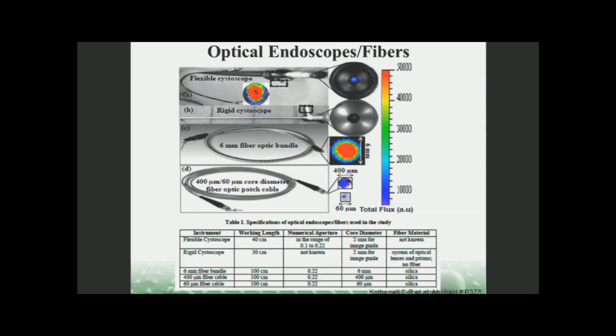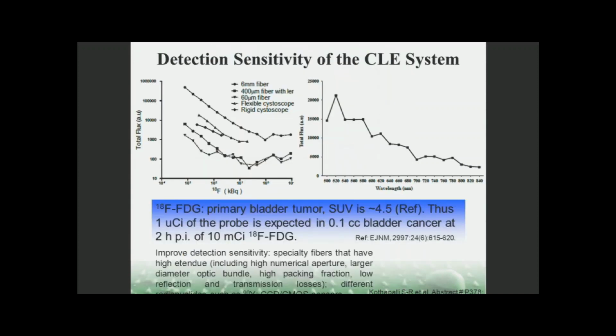Like this one, the first one we used is the flexible cystoscope, and then another one is the rigid cystoscope. Then we also used the 6 mm fiber optical bundle, and this one we used the 400 micrometer or 600 micrometer fiber optical cable. So these are several different optical fibers we could find, and we tested them. Here are some parameters of the different fibers, and here are their detection sensitivities.